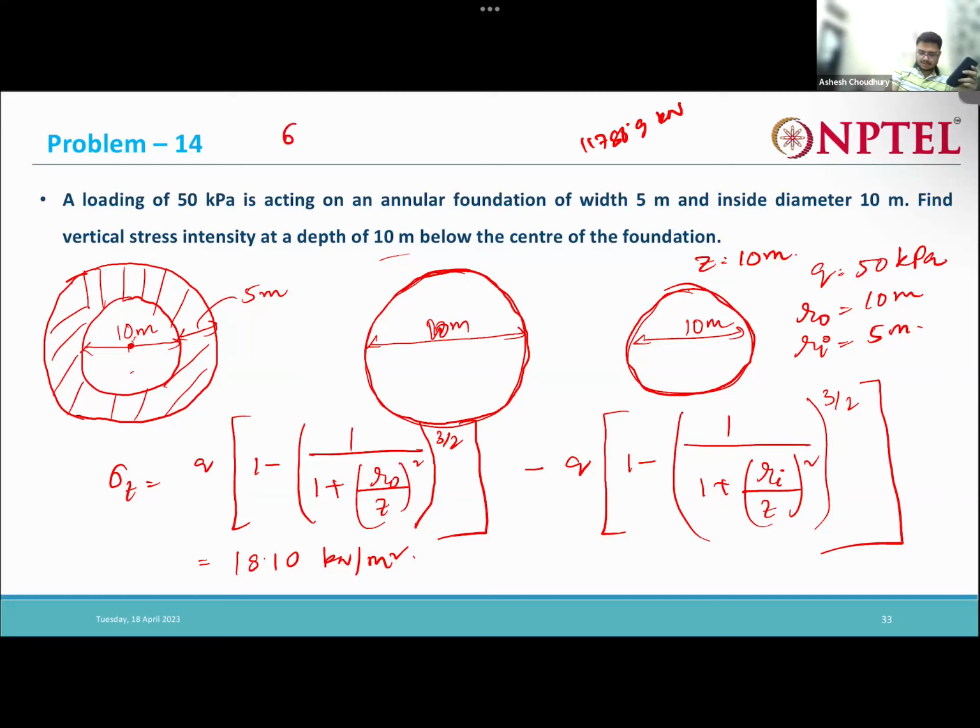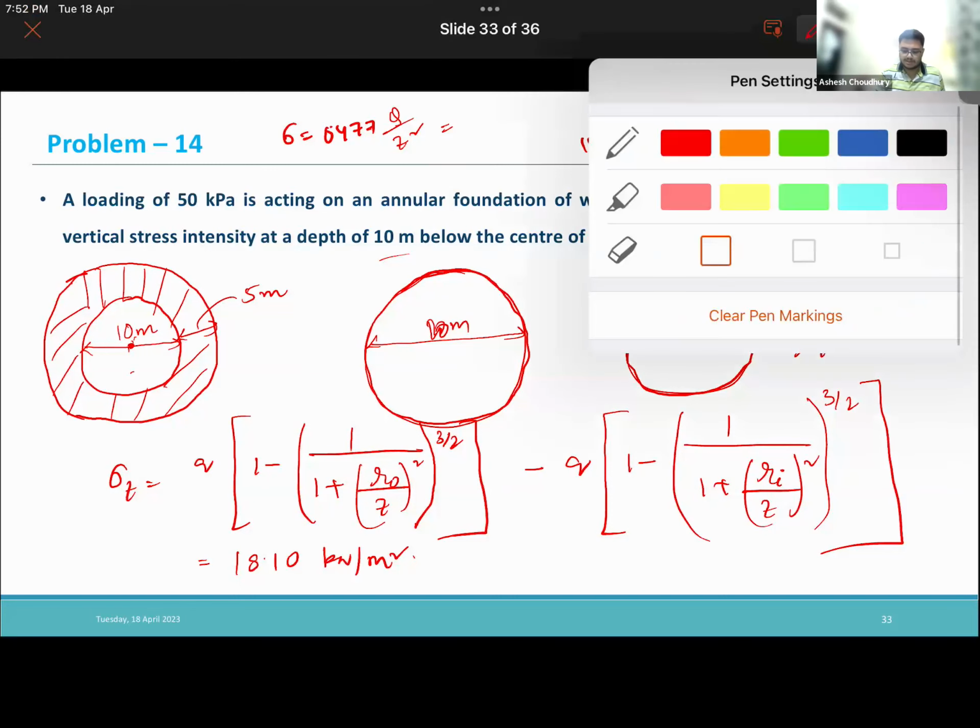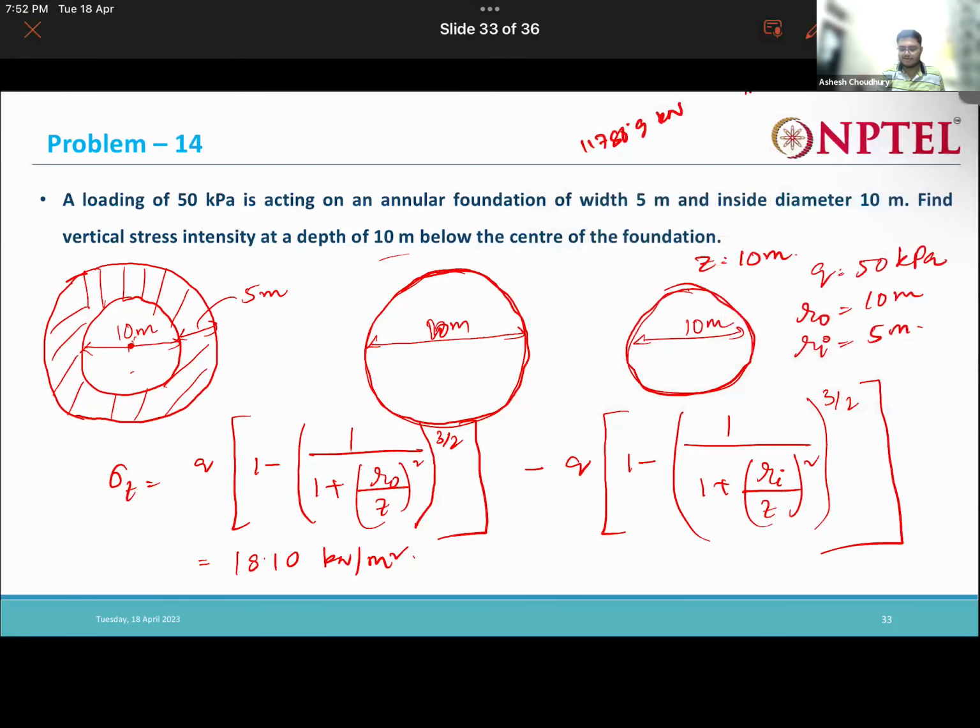Okay. So the increase in stress is given by 0.477 q by z square. Now you put q as this value, 11780, and in place of z square you put 10 square. So it will come out as almost 56.2 kilonewton per meter square. Okay. So it won't give the same result. It will give a higher value like that.